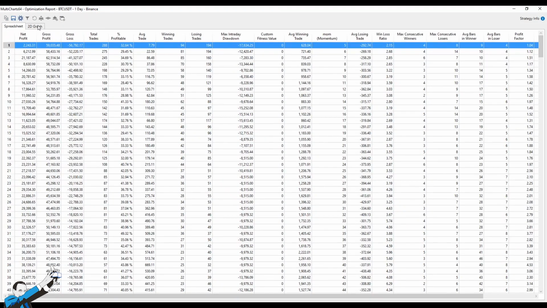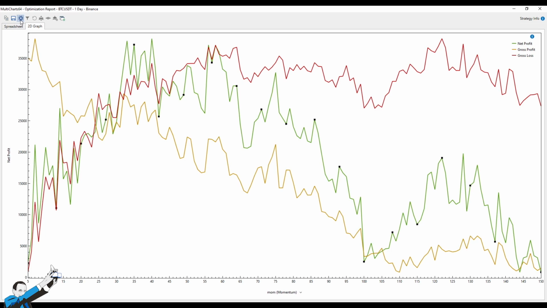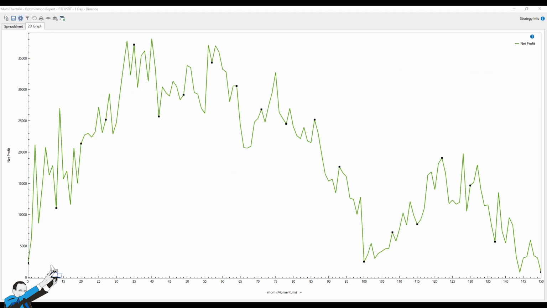Here it is. Let's go back to the two-dimensional chart. Let's eliminate gross profit and gross loss and leave only net profit. Now we can see a completely different chart from the previous one. On Bitcoin, it seems that short-term momentum gives better results than long-term momentum. And even in this case, we notice that the results change significantly as we vary even one period. So the instability of the entry signal remains.